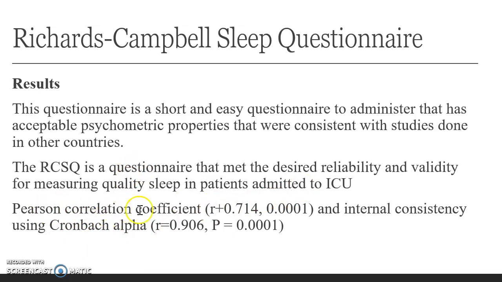The Pearson correlation coefficient was R equals 0.714 with a p-value of 0.001, and the internal consistency, using Cronbach's alpha, was R equals 0.906 and a p-value of 0.001.